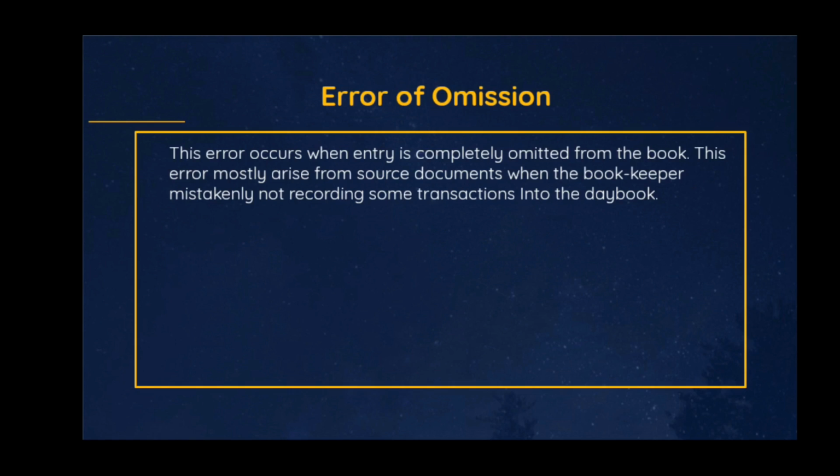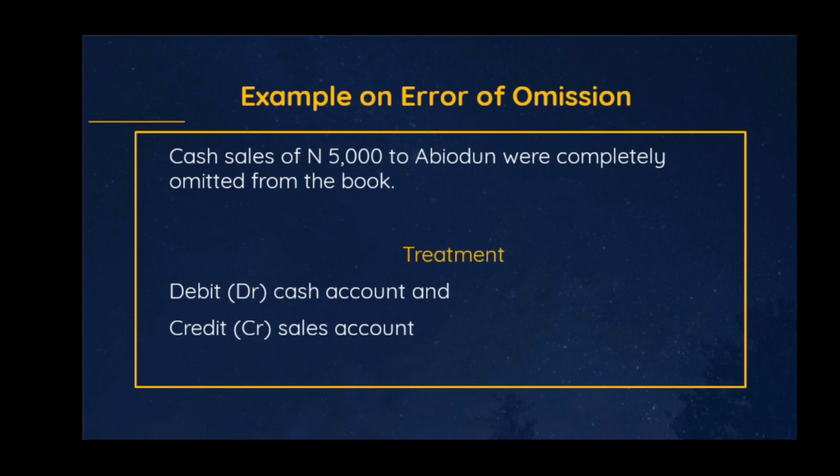Let's take an example under error of omission and how we treat it. Cash sales of 5,000 to Abiodun were completely omitted from the book. So if we look at this, the first thing we do is to identify the two accounts. So we have the cash account and the sales account. We are selling, that means we are receiving money, the cash is receiving, we are going to debit the cash account while we credit the sales account. So the treatment will be debit cash account, credit sales account.